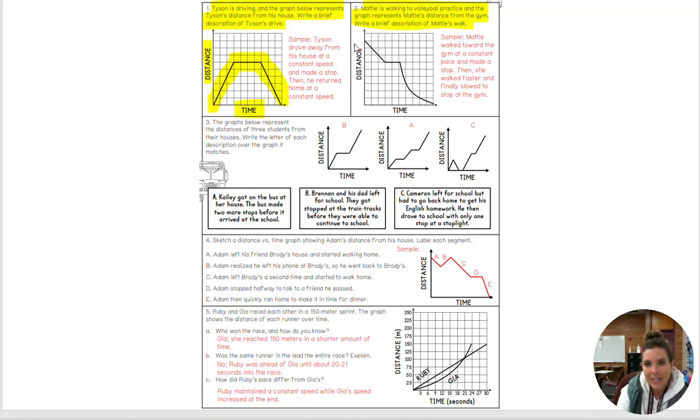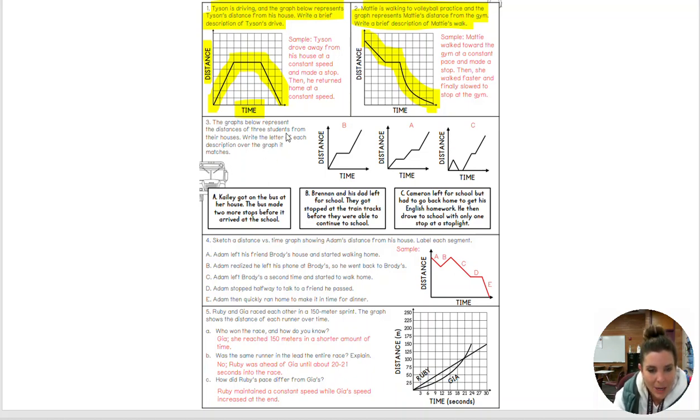So she's walking to volleyball practice, and this is her starting distance, and this is the distance to where the gym is, okay? So she is walking towards the gym at a constant speed, and then she made a stop right here. You can see time is increasing, but distance is not increasing or decreasing. And then she walked really fast right here. So maybe she was running because she was late or something, and then she slows down as she gets to the gym.